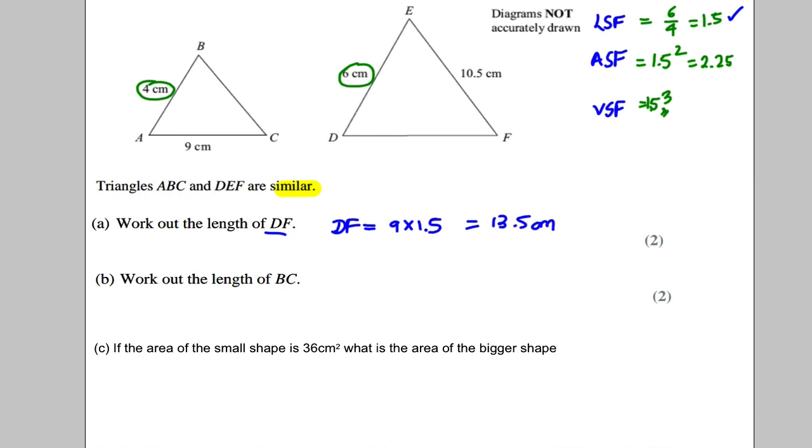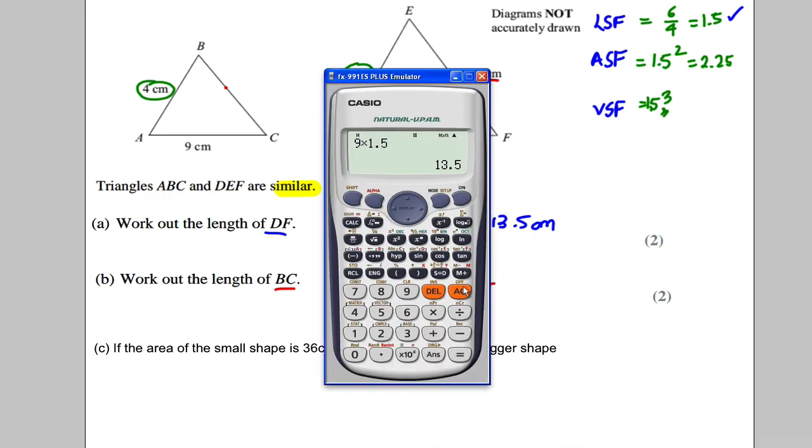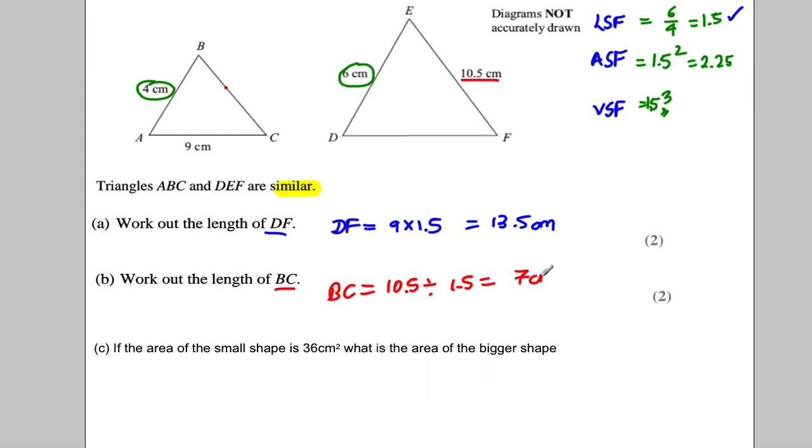Then it says work out the length BC. BC is on the small shape, and we've got the big one. So to go from big to small, we divide. So BC must be the 10.5 we're given, divided by the length scale factor of 1.5. So if we get our calculator, 10.5 divided by 1.5, we get ourselves 7 centimetres. 2 marks for each of these usually.